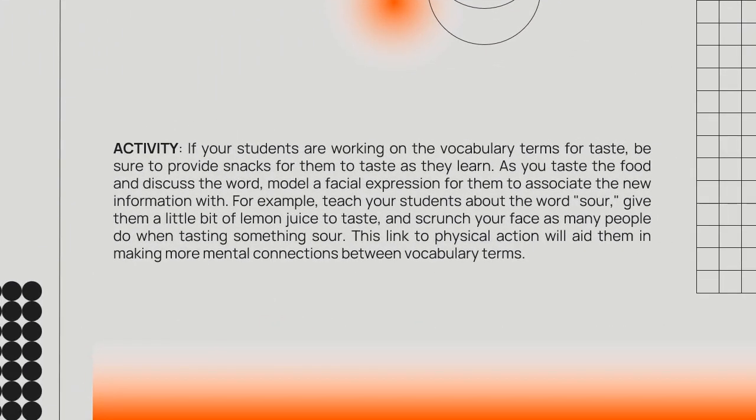Activity. If your students are working on the vocabulary terms for taste, be sure to provide snacks for them to taste as they learn. As you taste the food and discuss the word, model a facial expression for them to associate the new information with. For example, teach your students the word sour. Give them a little bit of lemon juice to taste, and scrunch your face as many people do when tasting something sour. This link to physical action will aid them in making more mental connections between vocabulary terms.